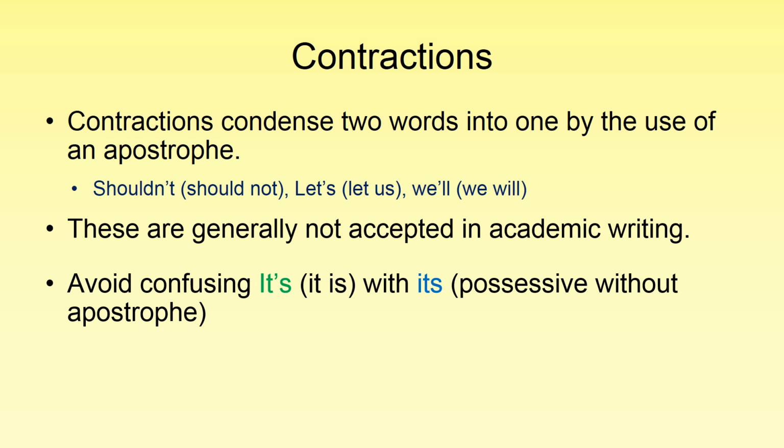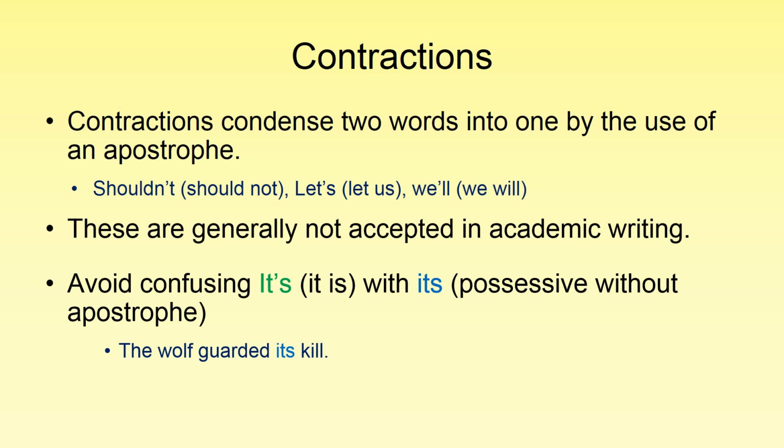Now, one contraction that can draw confusion is its. When we see it apostrophe S, you might think that that denotes possession like the previous slide, but it does not. It's actually tricking you. It's means it is. It is a contraction. When we use its without an apostrophe, that denotes possession. So that is an exception to the rules that we just learned.